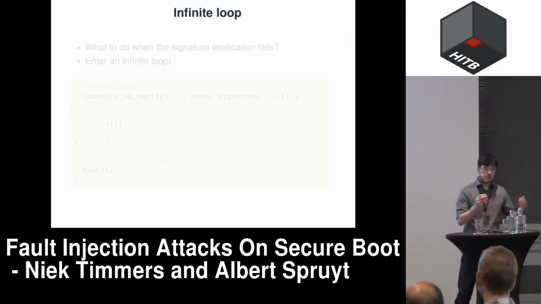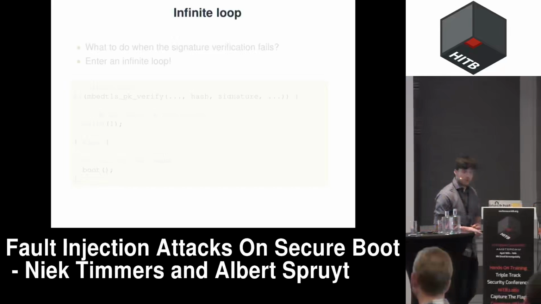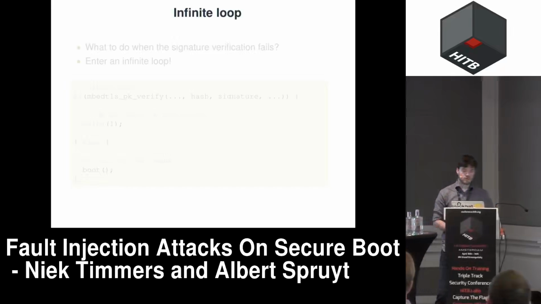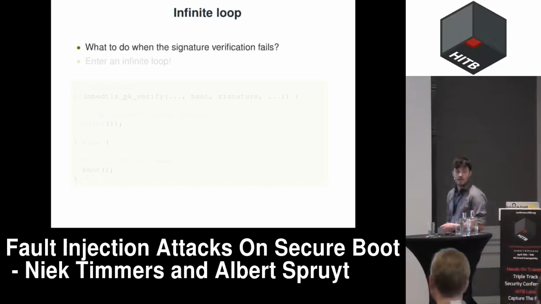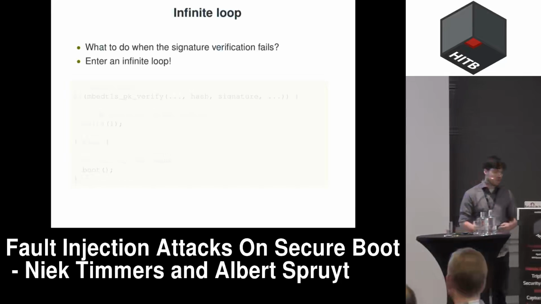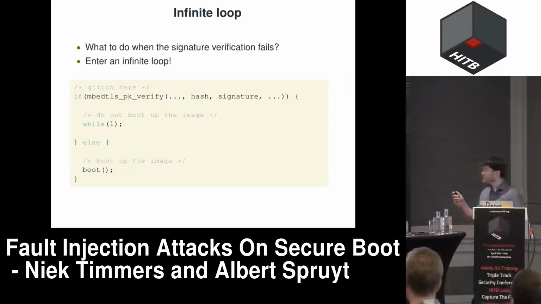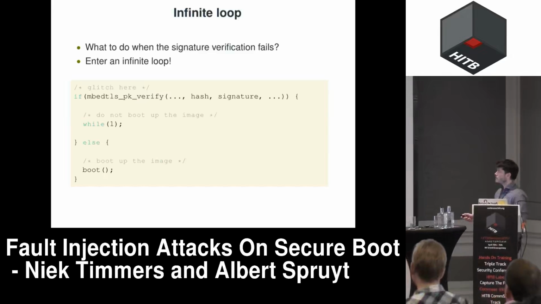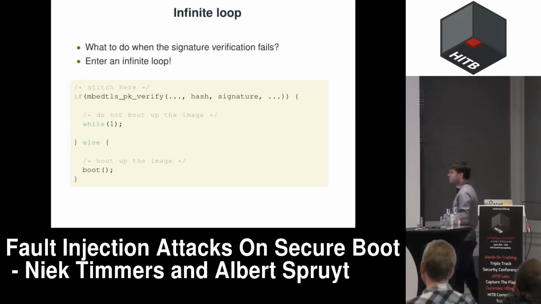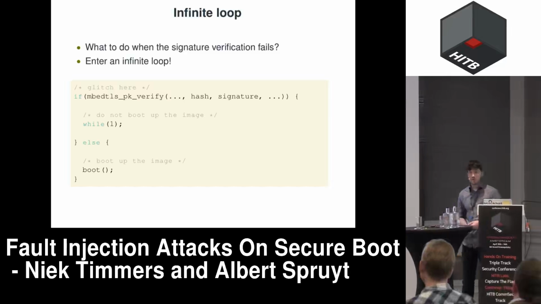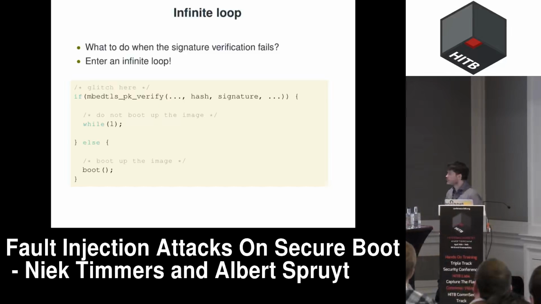Okay, so that was the comparison, but what are we going to do when that comparison fails? Well, the classic answer is to enter an infinite loop. So let's have a look at that. Here we have exactly the same code. We have the Mbed TLS PK verify function, and we compare the hash against the signature. And if these do not match, we go into this infinite loop, and otherwise we continue booting. From the C source code level, this looks okay, but what does this compile to?